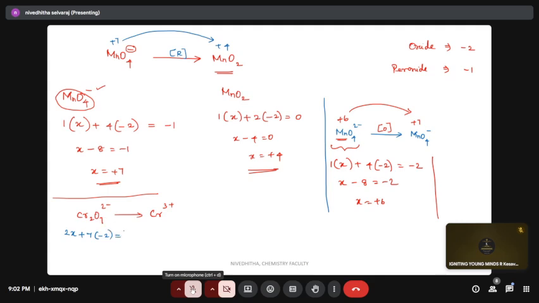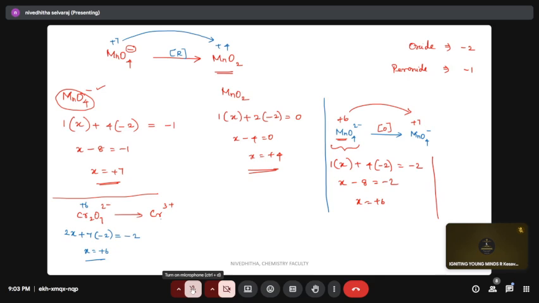So which is equal to what? What is the total charge on the system? On Cr2O7, what is the total charge? Minus 2. Very good. So now simplify this and find the value of X. It is plus 6.